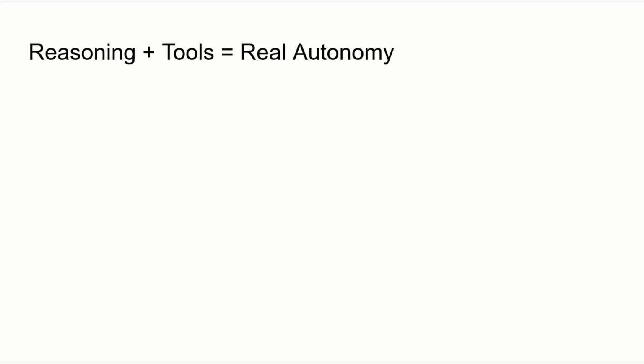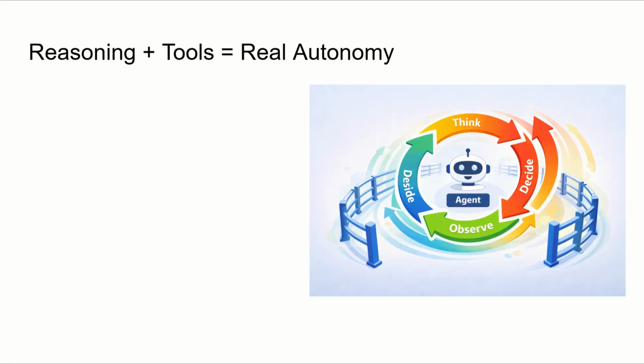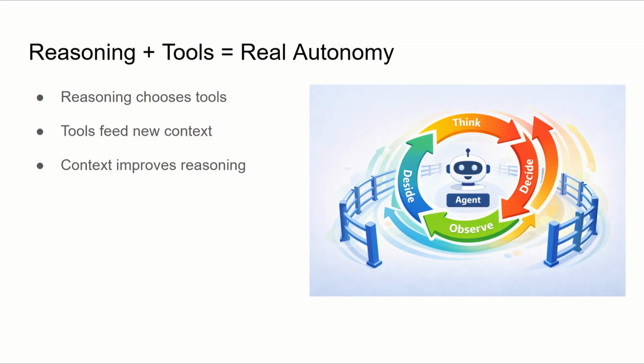Finally, let's talk about reasoning and tools. Real autonomy emerges when reasoning and tools work together. Reasoning chooses which tool to use, tools return new context. That context improves the next reasoning step. This feedback loop is what makes agents adaptive.